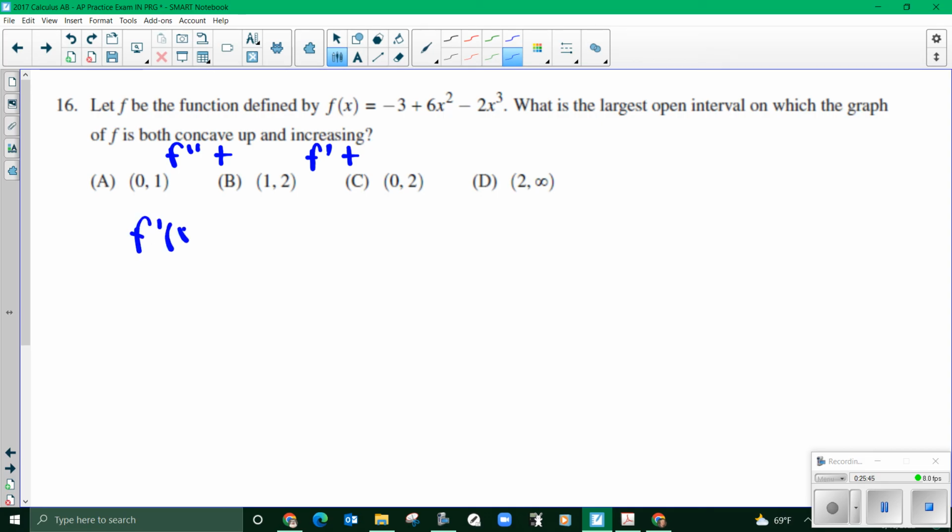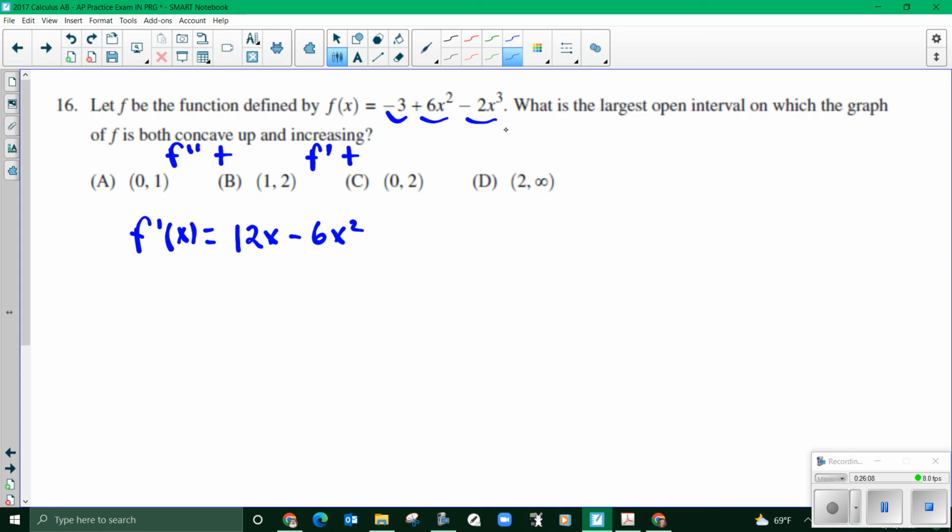The derivative of f of x is 0, okay, that goes to 0, plus that's 12x minus 6x squared. Okay, that would be 12x, and that would be 6x squared with the minus sign. So let's factor and solve this and create a little number line.